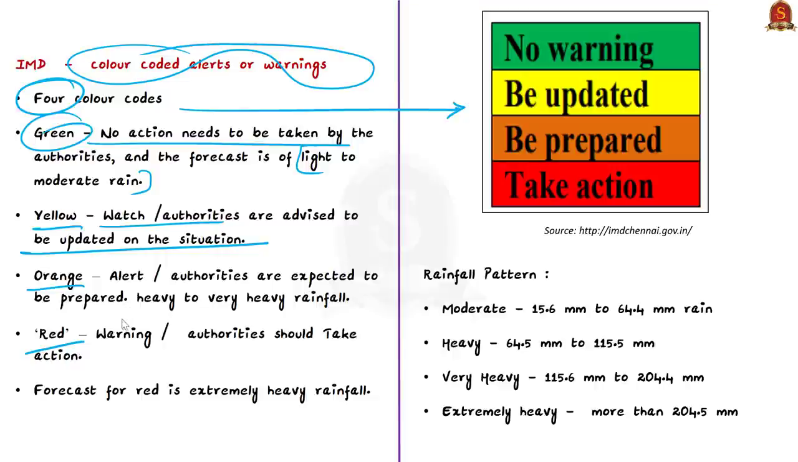Then comes orange warning, during when the authorities are expected to be prepared. Usually, the forecast during an orange warning is of heavy rainfall to very heavy rainfall. And finally comes the red warning, wherein it asks the authorities to take action. This is issued with reference to a forecast for extremely heavy rainfall. See, IMD has earlier clarified that red color warning does not mean red alert, rather to take action. And when weather warnings are displayed in the map form, if a red color is shown over a particular state, it does not mean that the entire state is under threat unless or until it is mentioned explicitly.